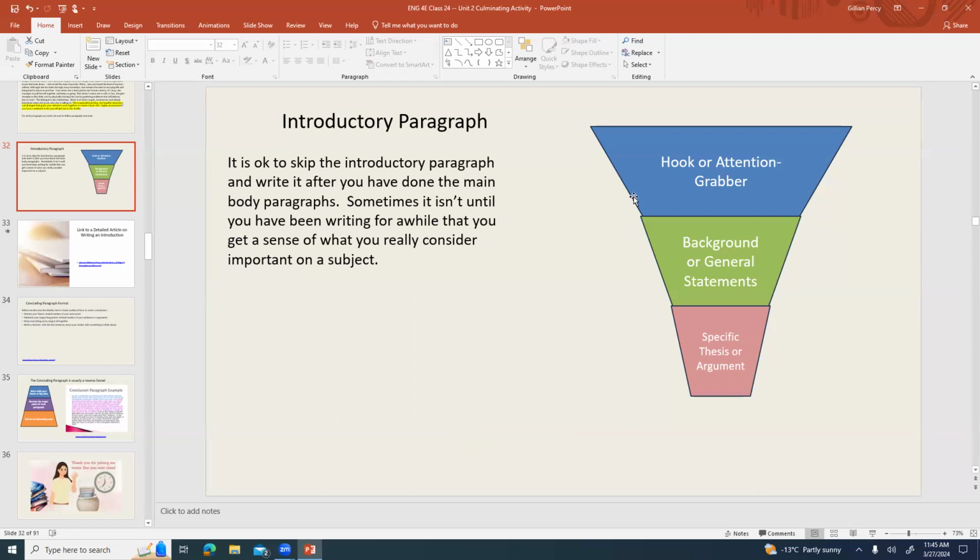So an introductory paragraph has a format. Usually there's some sort of hook or attention grabbing statement at the very beginning. Then there's some sort of background or general statements. Sometimes people will pre-state what they're about to talk about. And then there's your specific overall thesis or argument.